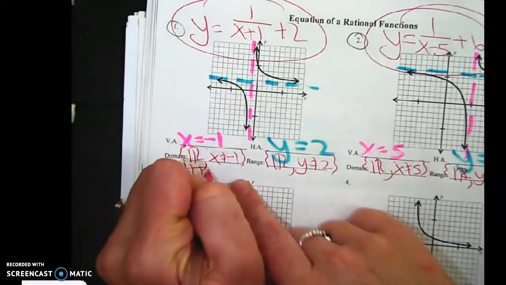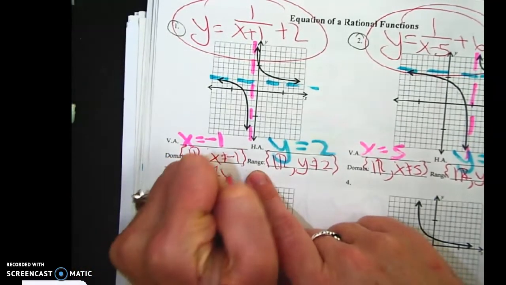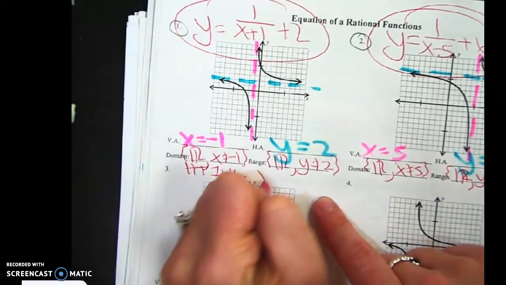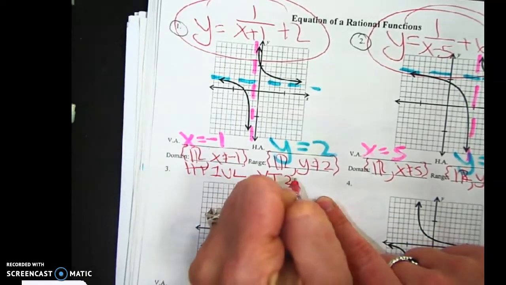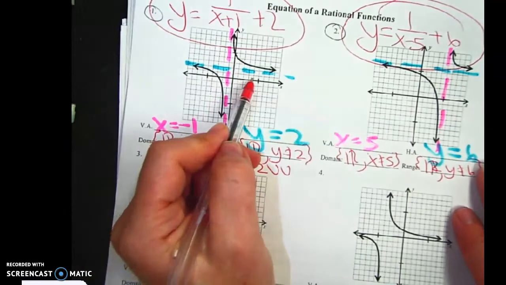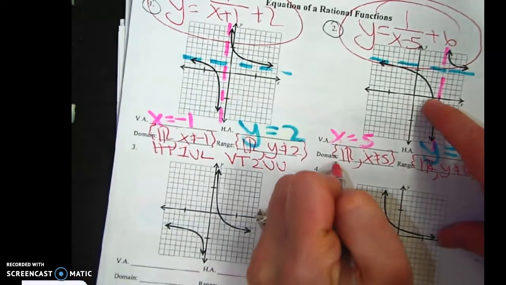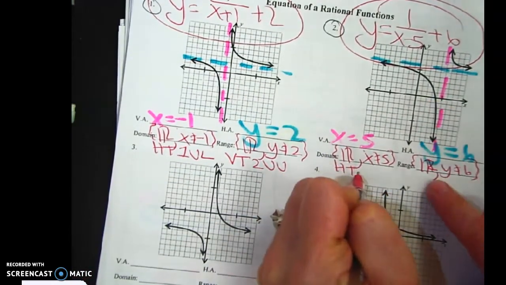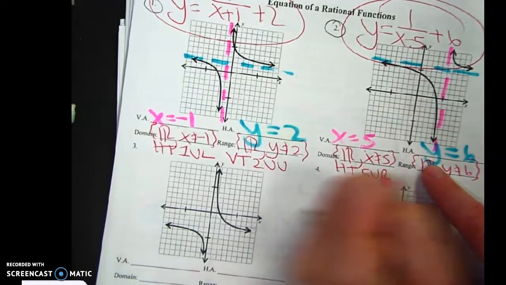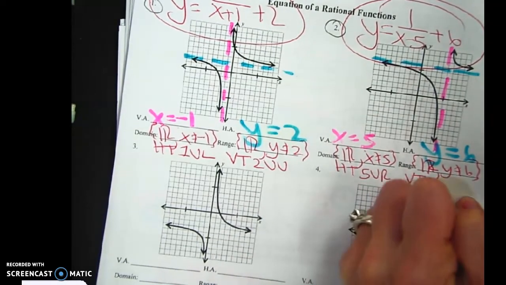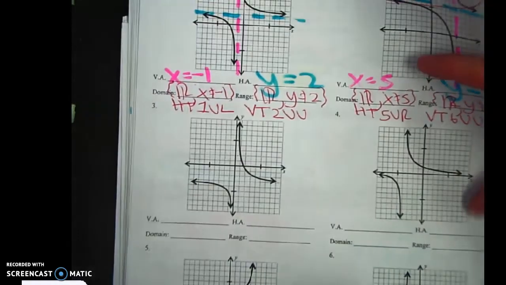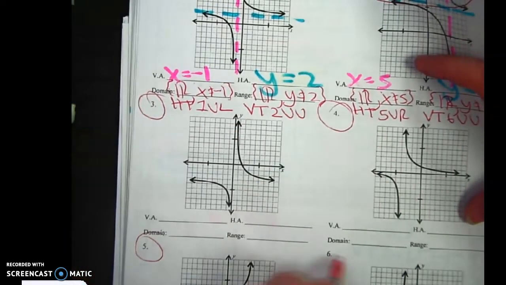Horizontal translation, 1 unit left. Vertical translation, 2 units up. Because it literally looks like it went to the left and up. Horizontal translation, 5 units right. Vertical translation, 6 units up. Okay? So your homework is going to be 3, 4, 5, and 6.